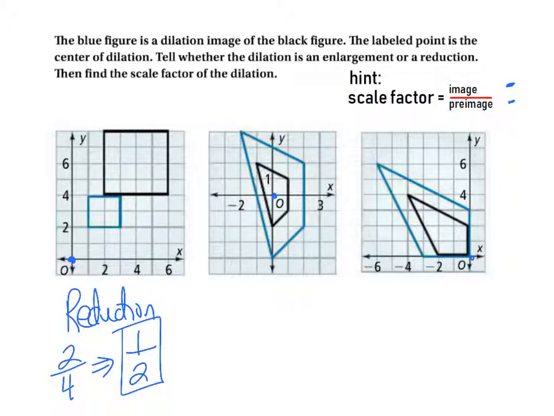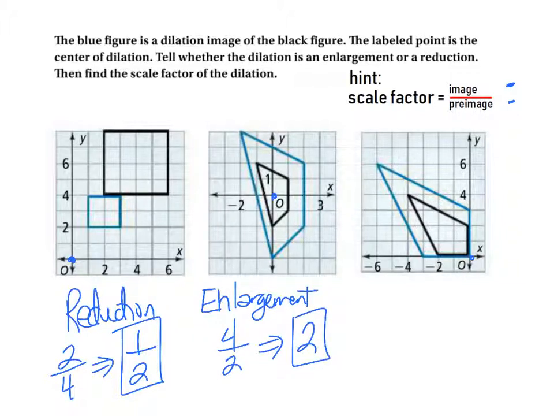Okay, let's try again. On the next picture, starting from the black figure going to the blue, it looks like it's getting bigger. So this one is an enlargement. To find our scale factor, find a couple sides that match. I usually try to find directly horizontal or vertical ones because that makes it easier. This side here is a 2, whereas over here it's a 4. Now remember that you're going to put the image, which is blue, over the pre-image, which is black, so that's going to be 4 over 2. And that again would reduce, so we're going to say that it has a scale factor of 2.